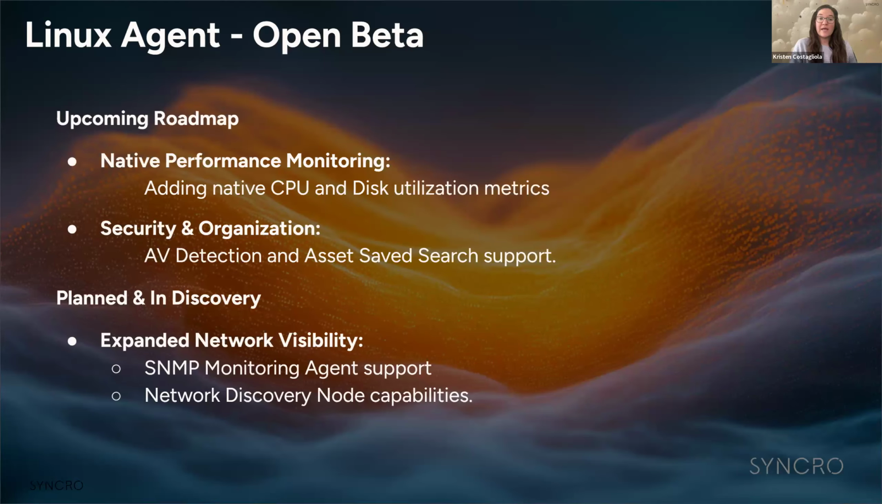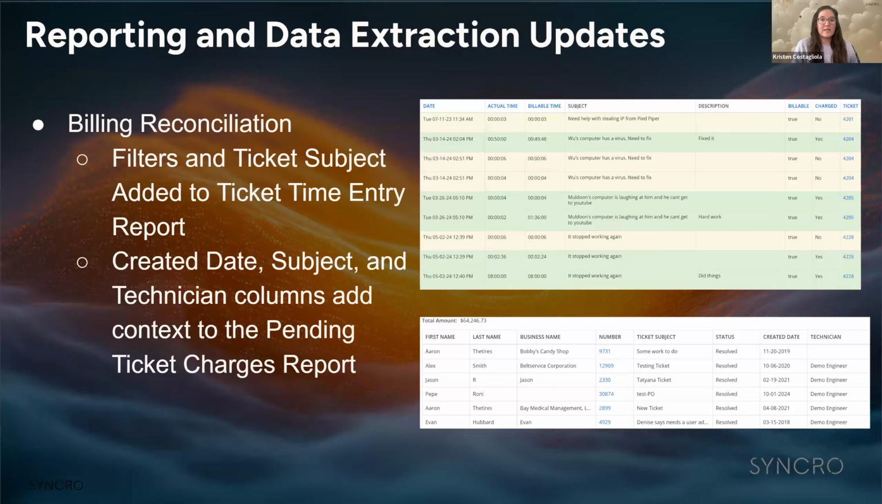And then planned, and some of the work that we're thinking about in the future, is some work on our network monitoring. So SNMP monitoring, agent support, and then making the Linux agent able to be a network discovery node. We know that a lot of you have those set up as servers, and being able to use that as a node would be really beneficial. So really excited to see where that's going.